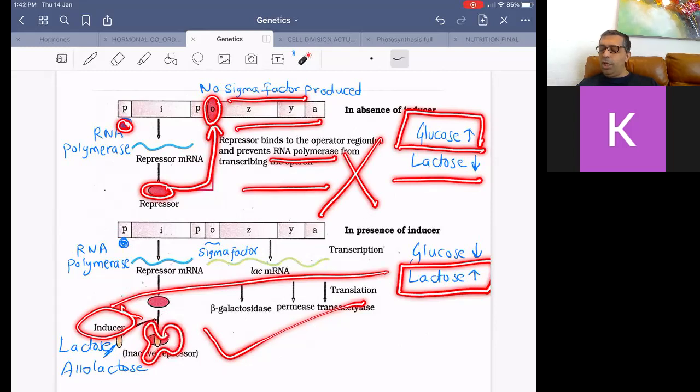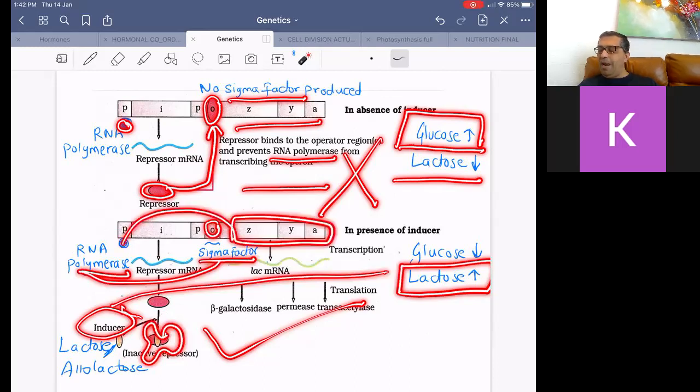Repressor cannot bind to the operator. Operator produces sigma factor. Sigma factor carries RNA polymerase from promoter gene to the structural genes. Structural genes will form lac mRNA, will form beta galactosidase, permease, transacetylase. Permease will allow more entry of lactose. Lactose will act on the repressor and change the shape of the repressor. Repressor cannot bind to the operator.